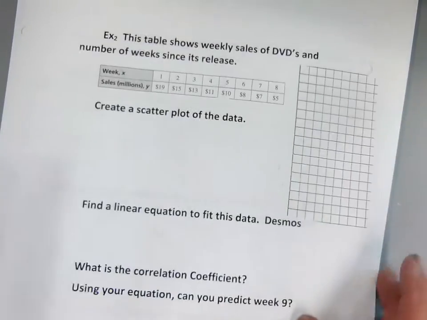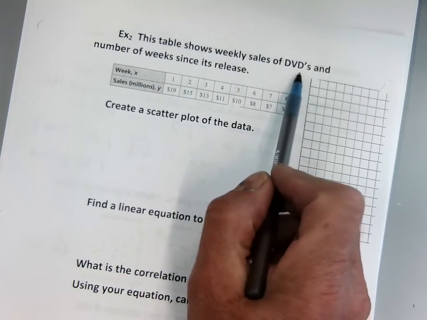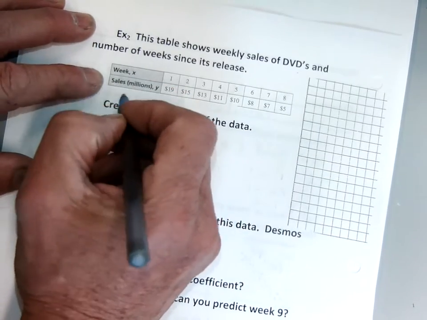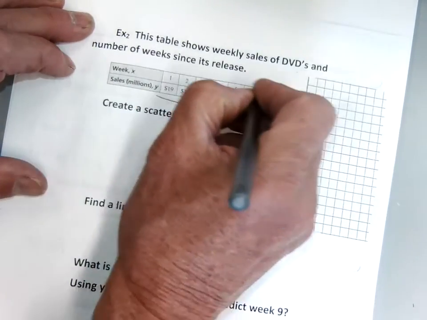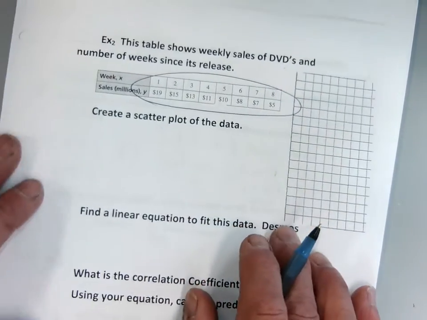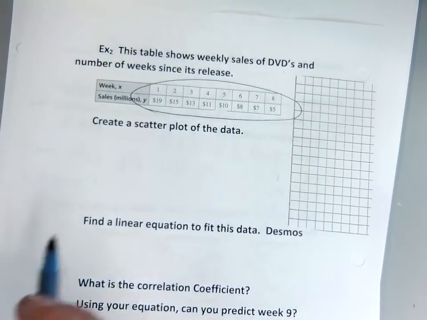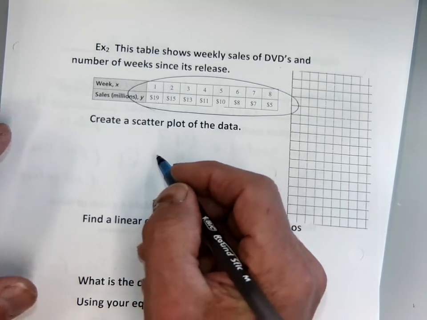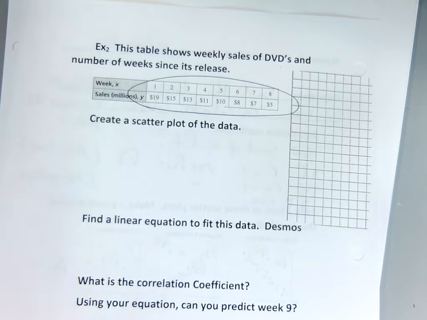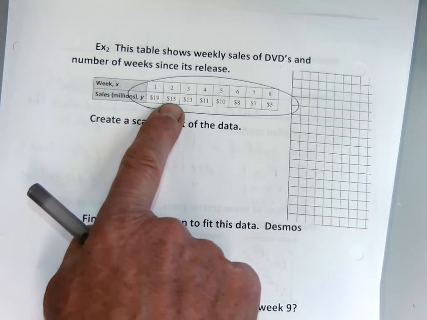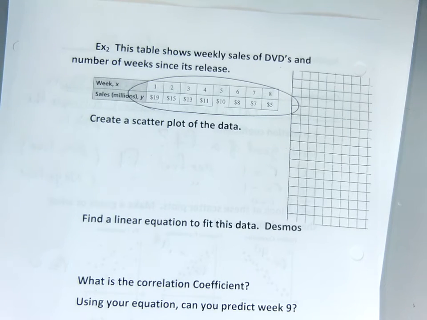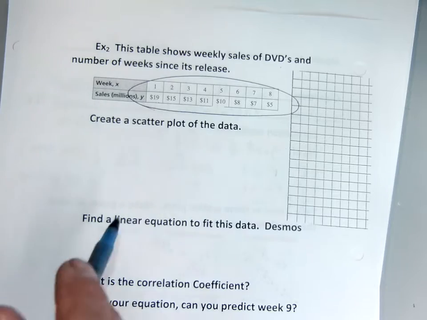All right, so here we go. This table shows weekly sales of DVDs and number of weeks since it's released. So week X, sales Y. So let's put these into our calculator or into our decimals. Okay, so 119, right? And Goody's putting it in for me. And then the 215. So why don't you guys do that? Right there. So take a minute to put these in.